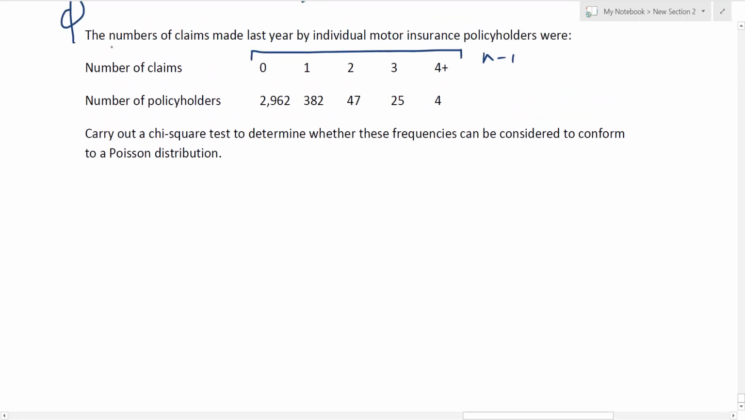This example says the number of claims made last year by individual motor insurance policyholders were as follows. So there were motor insurance policyholders who made a given number of claims in a year.